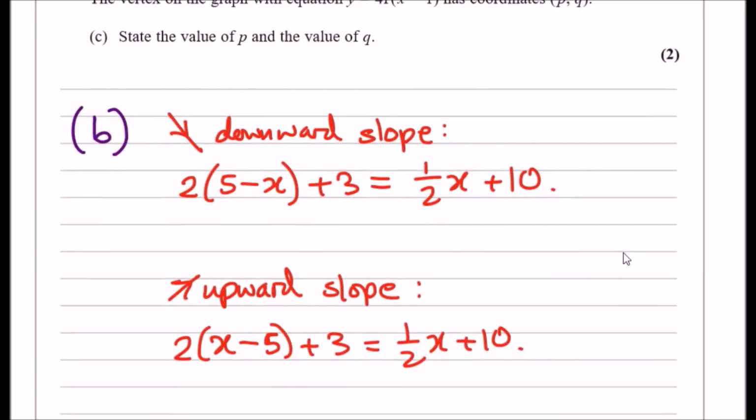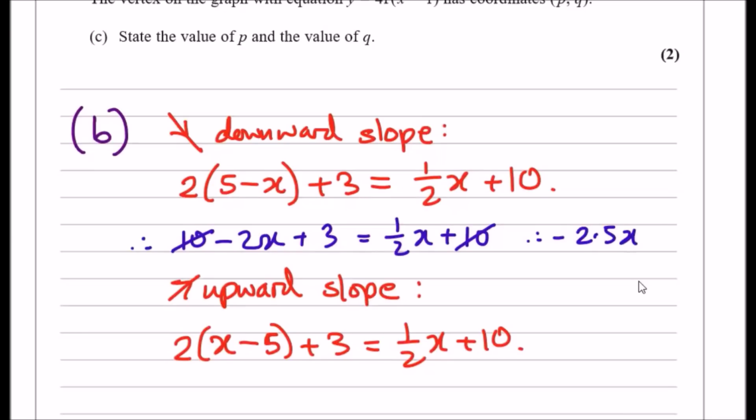So let's do it step by step. Expanding this, we should get 10 minus 2x plus 3 equals half x plus 10. Collecting, putting all the x's on the left side and the numbers on the right. Actually, you can just cancel out 10 right now. You're going to have minus half x, so you get minus 2.5x equals minus 3. Then dividing minus 2.5 across, you should get x equals, on my calculator, 1.2.